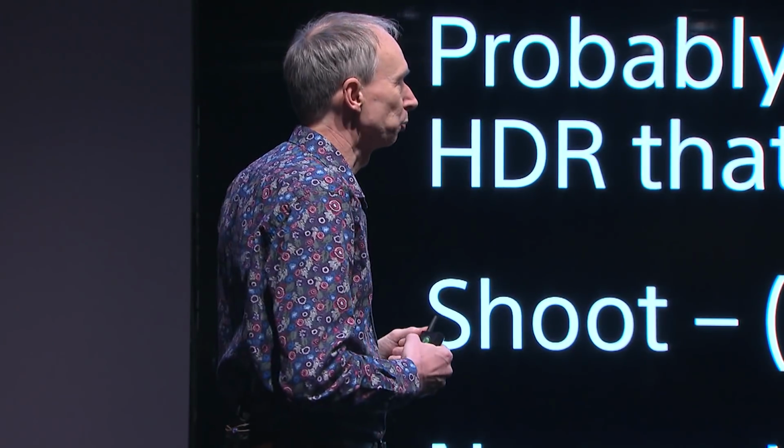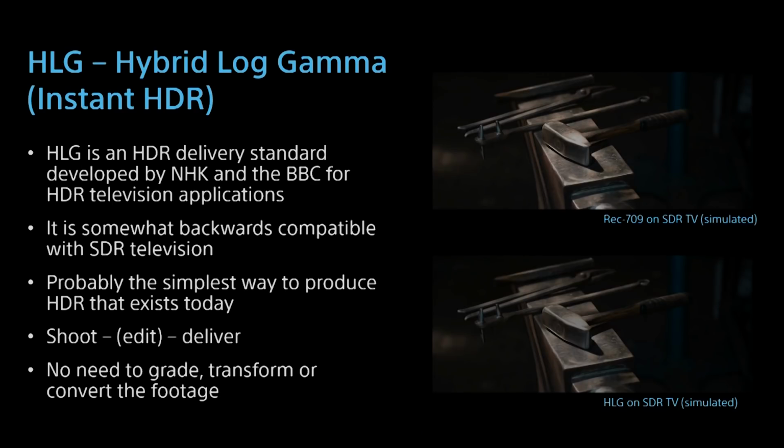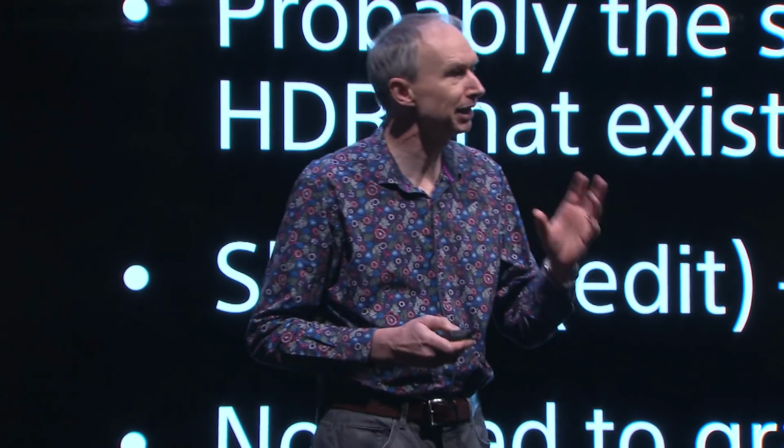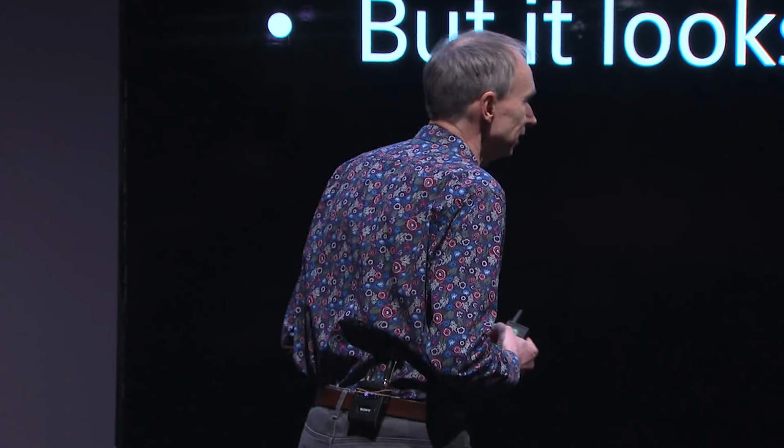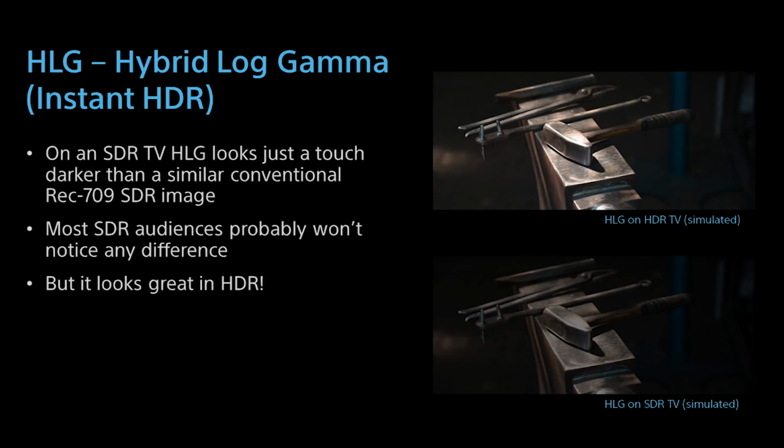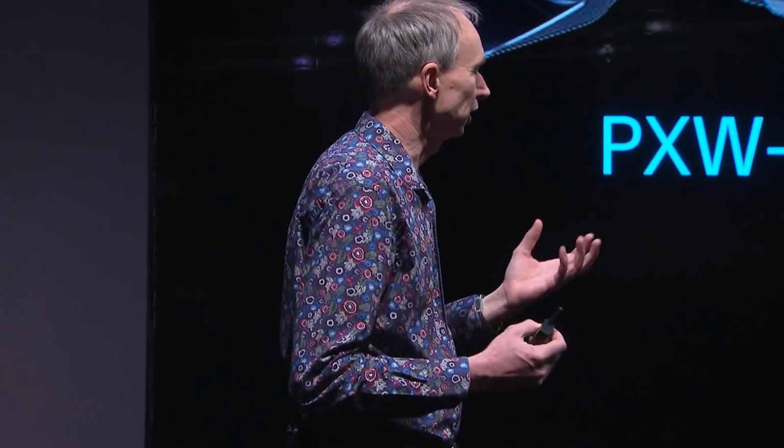The top image is what Rec 709, an ordinary standard dynamic range image, would look like on a standard dynamic range TV. And then below that, we have a representation of how hybrid log gamma would look on a standard dynamic range TV. It doesn't look that different. It's slightly flatter, slightly duller perhaps, but the audience would probably never notice that they were watching something a little bit different. But of course, if you have an HDR TV, that hybrid log gamma gets stretched back out to its full HDR range, and you get a lovely HDR image on the HDR TV, and it works for both people, SDR and HDR viewers, whether they have HDR or SDR TVs.